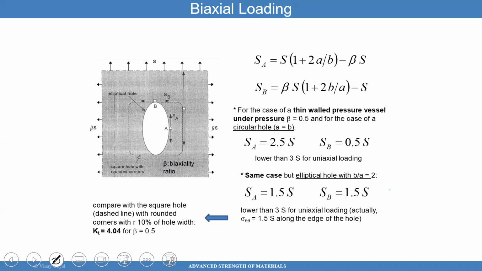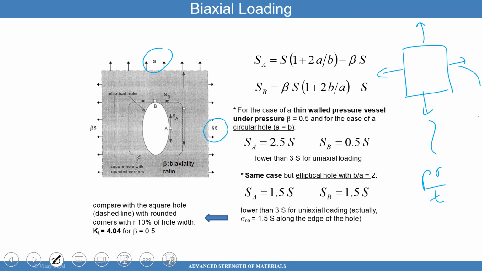And you're studying this case, and beta here is a biaxial ratio. So you can see I'm applying a load in that direction and a load in this direction. In this case, for a pressure vessel, the hoop stress is going to be PR over T, while this stress here is going to be PR over 2T. We already covered that. So the ratio of those two stresses is a beta of 0.5, right? So that's 0.5S.